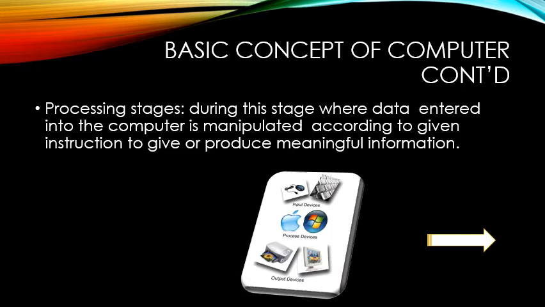The processing stage is the next stage after the input stage. The processing stage is where data entered into the computer is manipulated according to given instructions to produce meaningful information. After the raw facts, that is data, have been inputted into the computer during the input stage, the processing stage is where that data will be manipulated according to the instructions given to the computer.